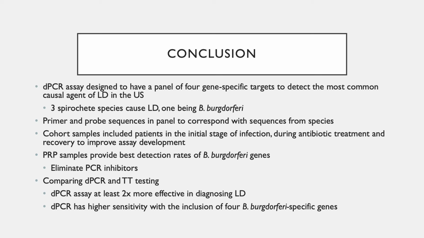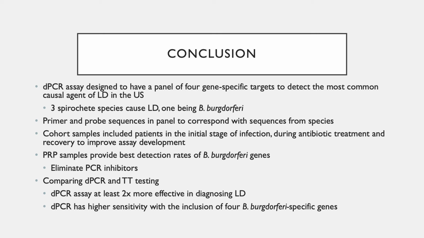The overall goal of this study was to design a molecular assay that contained a panel of 4 gene-specific targets that could detect the most common causal agent of Lyme disease in the United States. The assay utilized primer and probe sequences, and these sequences corresponded to the sequences within the species. The study was cohort-based and included patients that were in an initial stage of infection, that were on antibiotic treatment, or those who were in recovery. The goal of taking patients from each sample group was to increase the sensitivity.